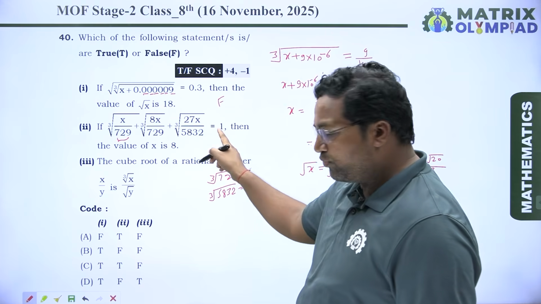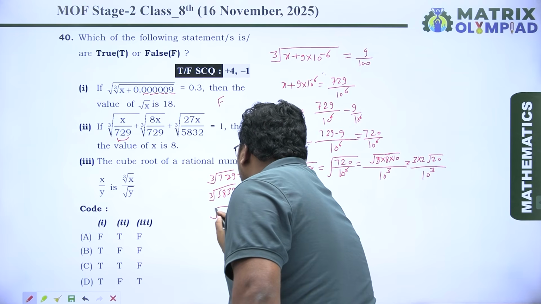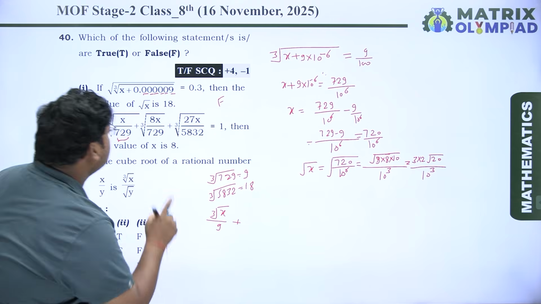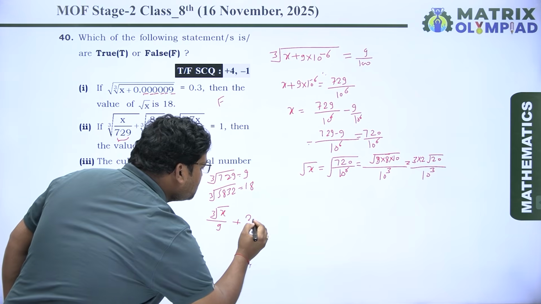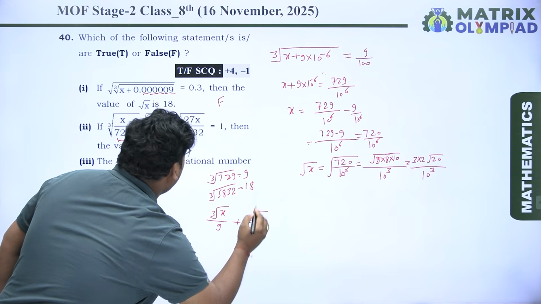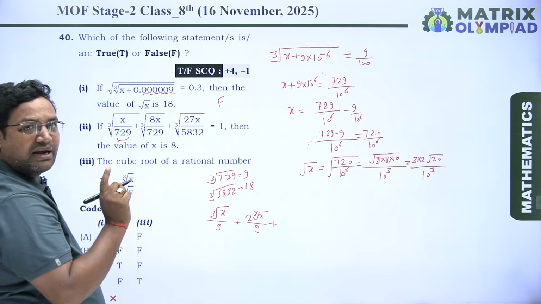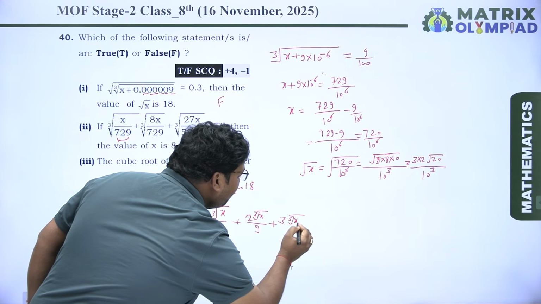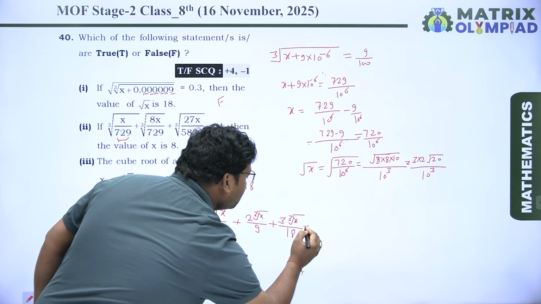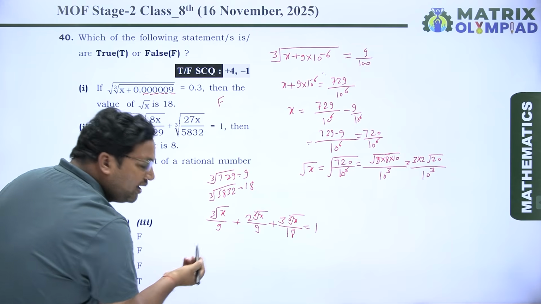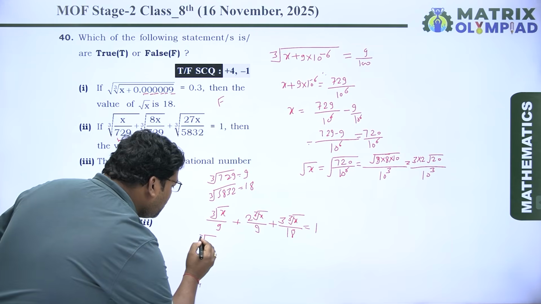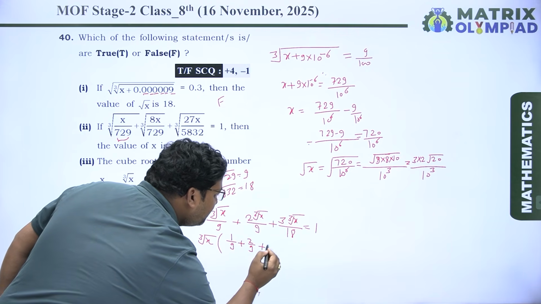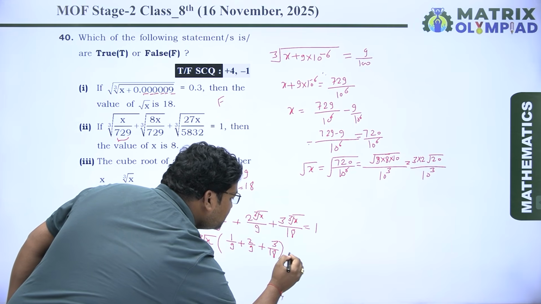Now I have to solve this equation, so we will get cube root of x upon 9, plus cube root of 8 is 2, so it is 2 cube root of x upon 9, plus cube root of 27x, and the cube root of 27 is 3, so it is 3 cube root of x upon 18, is equal to 1. Now we take cube root of x as common, so it is cube root of x times 1 upon 9 plus 2 upon 9 plus 3 upon 18 is equal to 1.